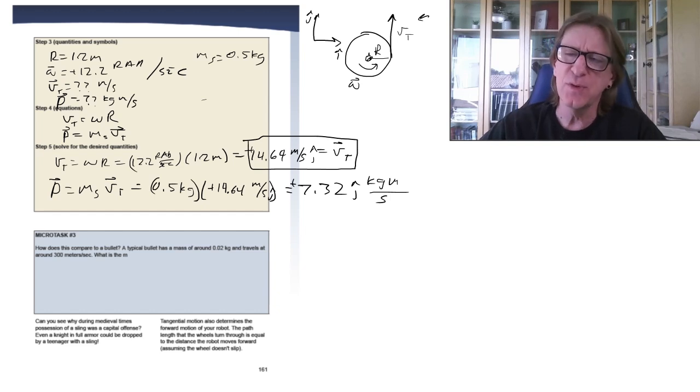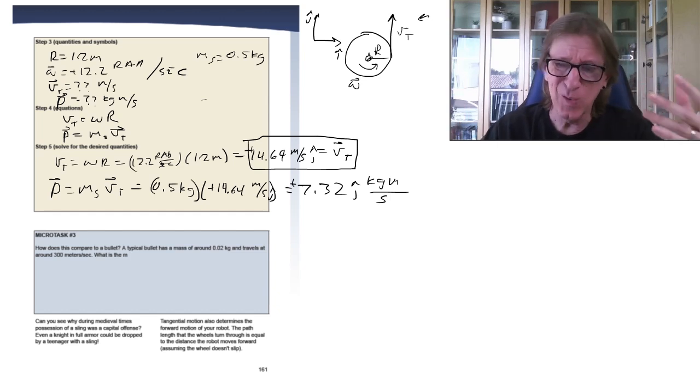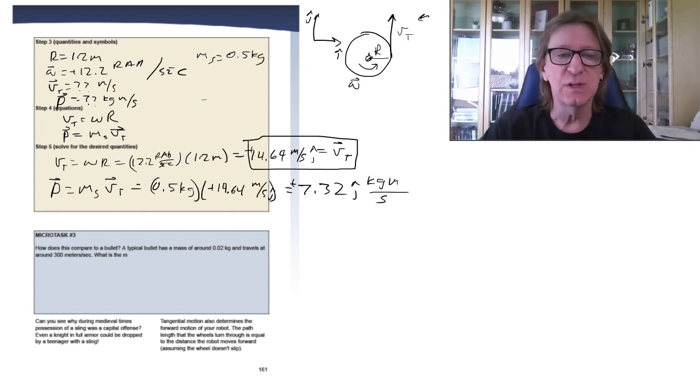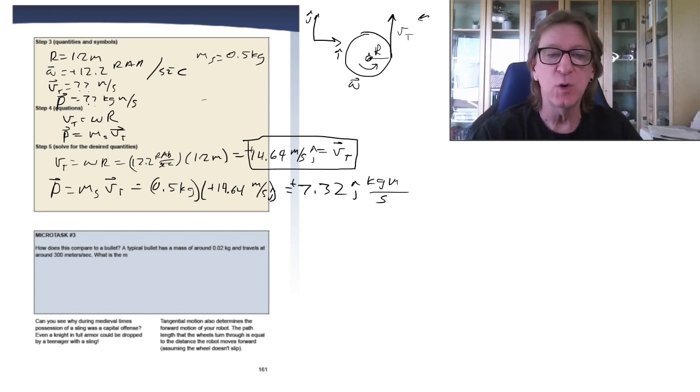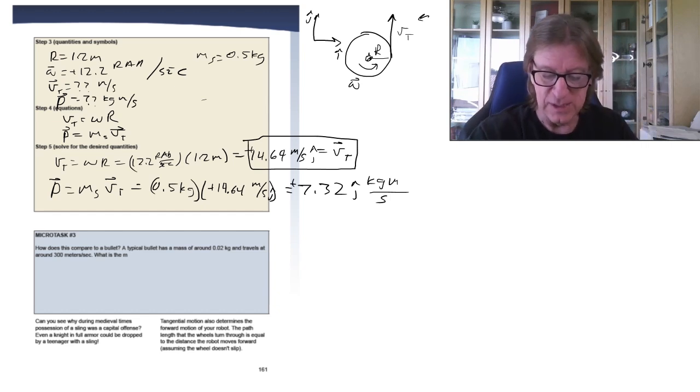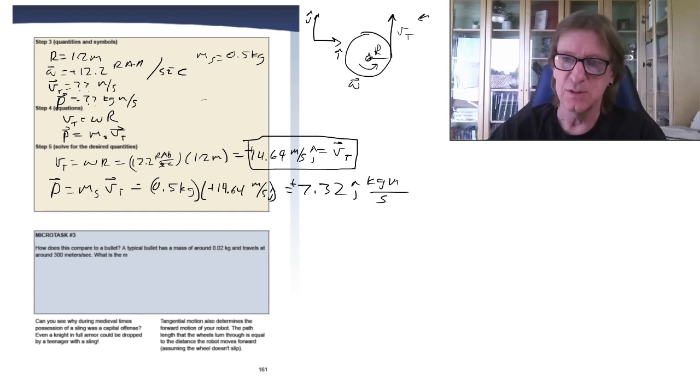So the question is, is that a lot? Sometimes it's hard to get some estimate of, well, okay, is that a lot or is it not? So let's compare that to a bullet. A typical bullet has a mass of around 0.02 kilograms and travels around 300 meters per second. So what I want you to find there is the momentum of the bullet. And that obviously got cut off here, but we want to find the momentum. Wait, how do we do that?